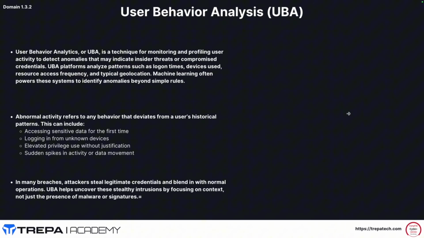Okay, then we have UBA, User Behavior Analytics. UBA is a technique for monitoring and profiling user activity to detect anomalies that may indicate insider threats or compromised credentials. Again, this is just looking at those abnormal activities, right? Where we have that user baseline and all of a sudden someone from accounting is trying to access all these files that they don't have access to. All of a sudden we see them working at odd hours, which could say, hey, it's an insider threat, or just that their account is compromised, right?